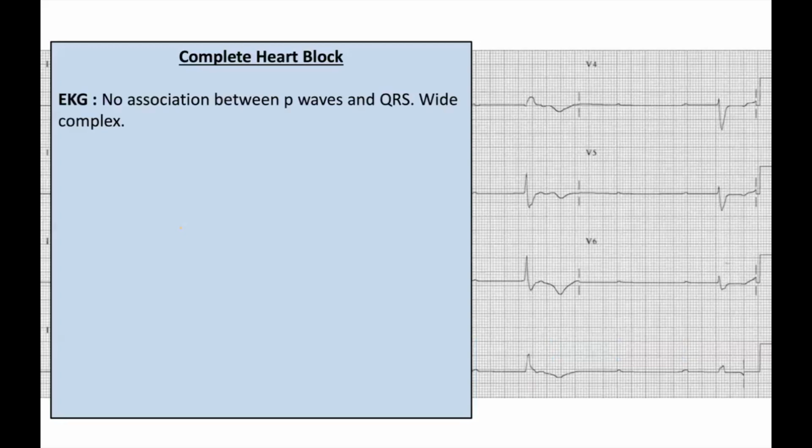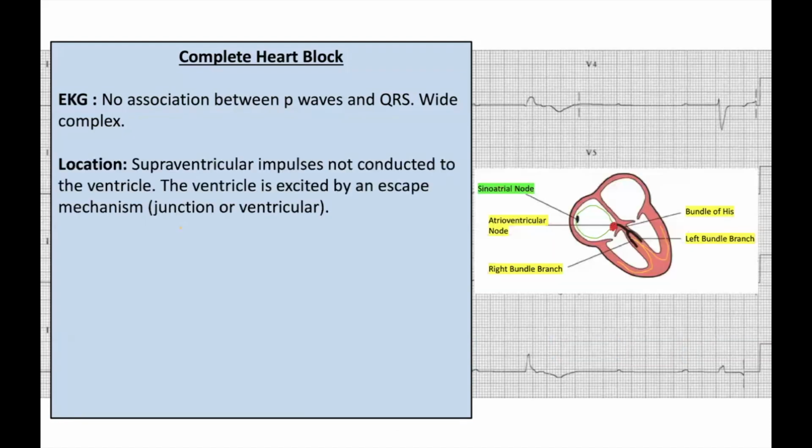And essentially, that is what Dr. Matos and I were saying, that there's no association between our Ps and our QRS. And we can often see wide complex because you have the supraventricular impulses that are not conducted to the ventricle, and then the ventricle is being excited by an escape mechanism from a junctional or a ventricular escape rhythm.